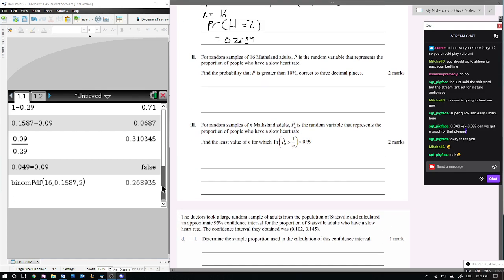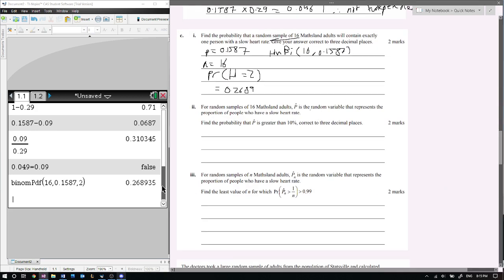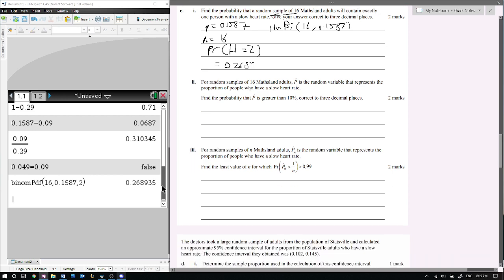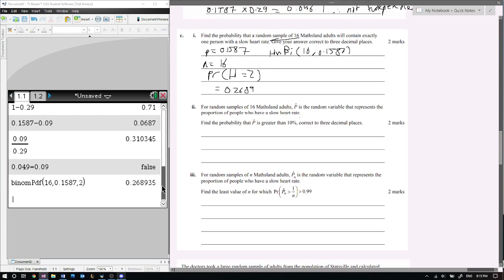Okay, and moving on to II. So p hat is a random variable that represents the proportion of people who have a slow heart rate. Find the probability that the proportion is greater than 10%. So this is perfect. This is exactly what I was teaching you guys before. It's a binomial distribution question. You have a p hat, so instantly convert this into an x value.